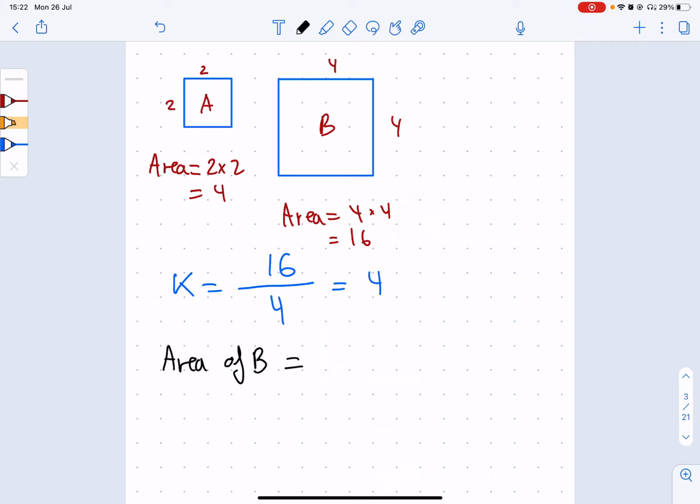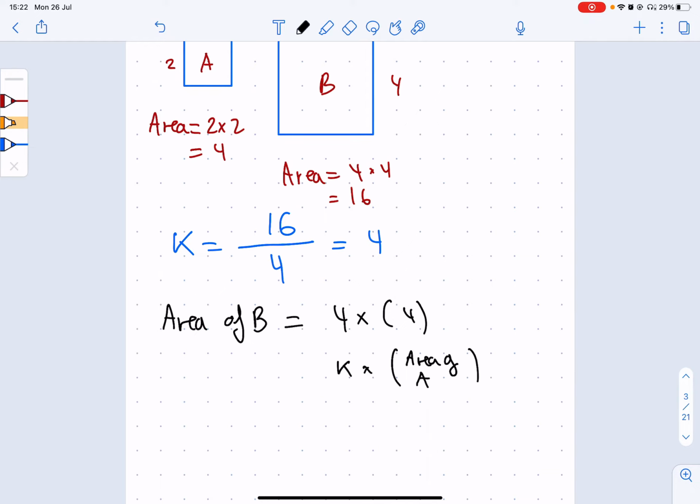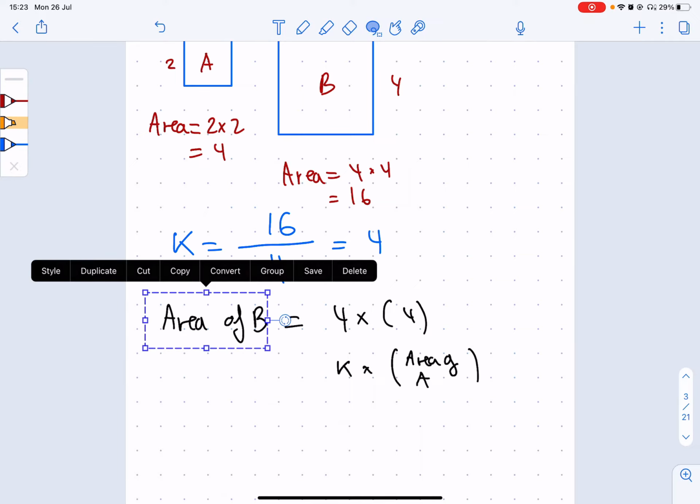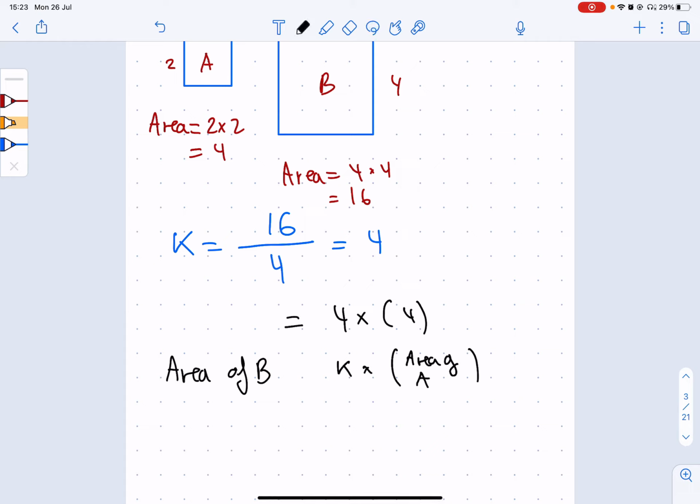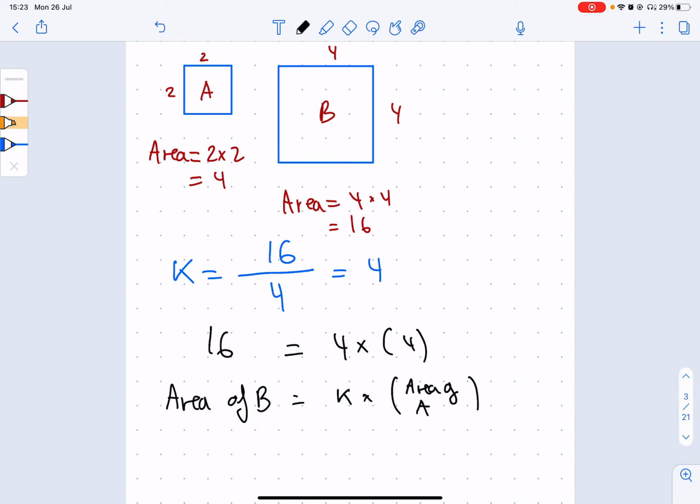is equal to 4, which is the scale factor, I want to write it down here, multiplying the area of the smaller object, which happens to also be 4. So area of B is 16. As you can see, I want to move this here just for you to see, it is slightly better. So what we got here is just a nice mathematical expression showing how the scale factor is related.